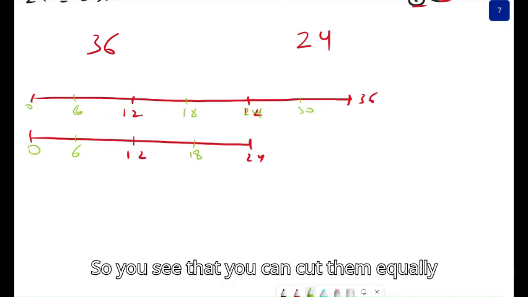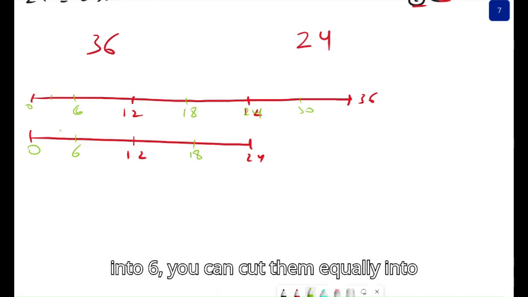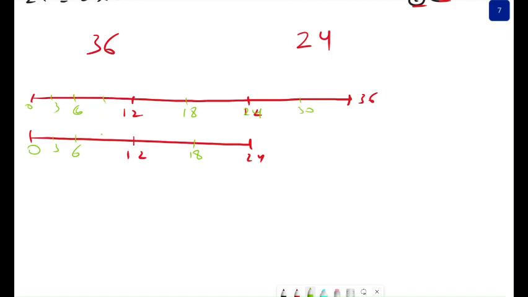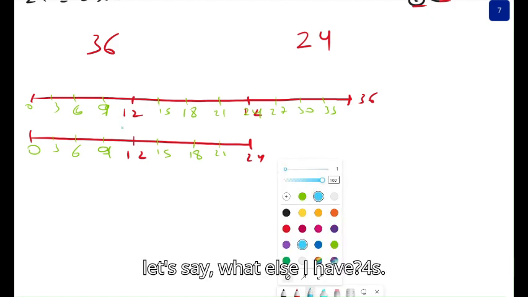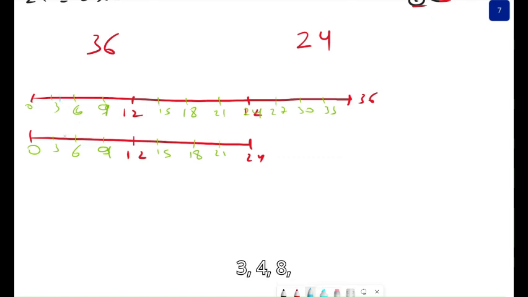So you see that you can cut them equally into 6. You can cut them equally into 3s if you want. So 3, 6, 9, 12, 15, 18, 21, 24, 27 here and 33 here. I can cut them into, let's say, what else I have? Fours. 4, 8, 12, 16, 20, somewhere here, 24, and so on.